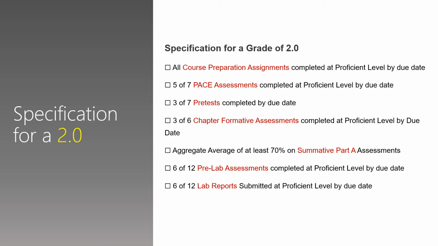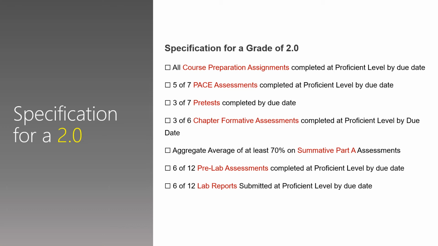Pretest and chapter formatives. Again, you can do the formatives multiple times. But notice, these are about 50%, 3 out of 7 and 3 out of 6. So not asking for the moon here, just asking for good faith effort. Aggregate average of at least 70% on the Part A's. So you've got to at least hit the 70% mark on the multiple choice type questions.